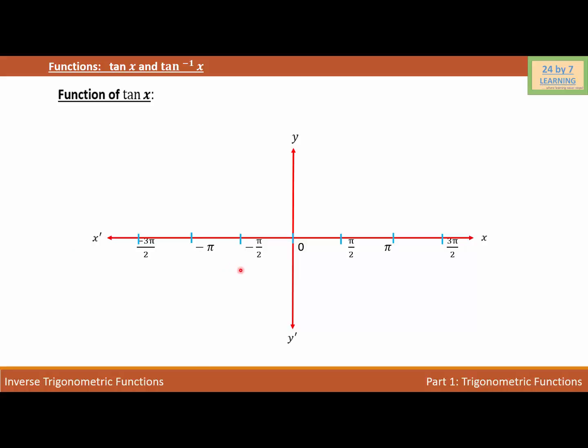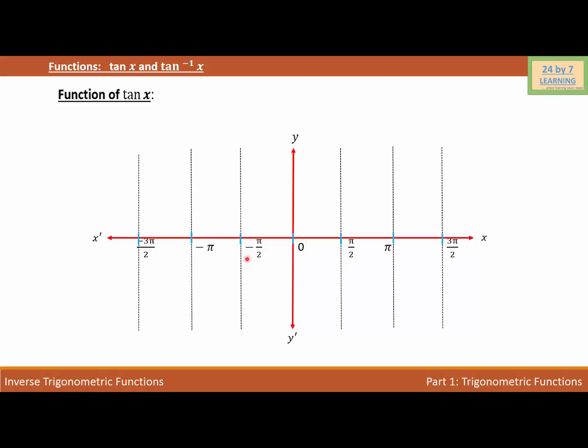Before we graph the function, I'm going to draw a vertical line at all the points that I'm considering on the x-axis. So these are the vertical lines that I have on the x-axis. Now let's graph the tangent function. If I graph the tangent function, this will be the graph. As you can see, the value of tangent is 0 at x equals 0, and the value of tangent at pi over 2 is infinity, because the curve and this line never intersect each other.